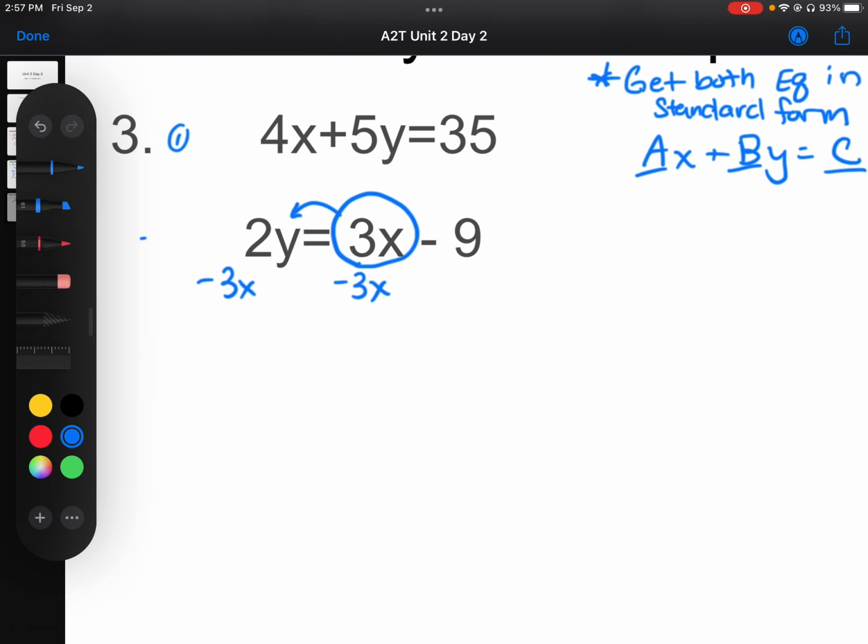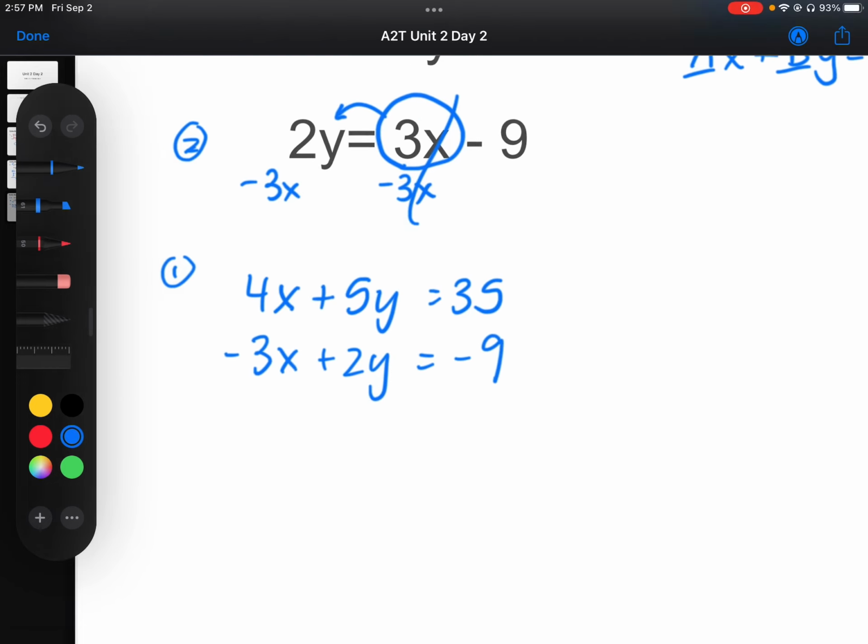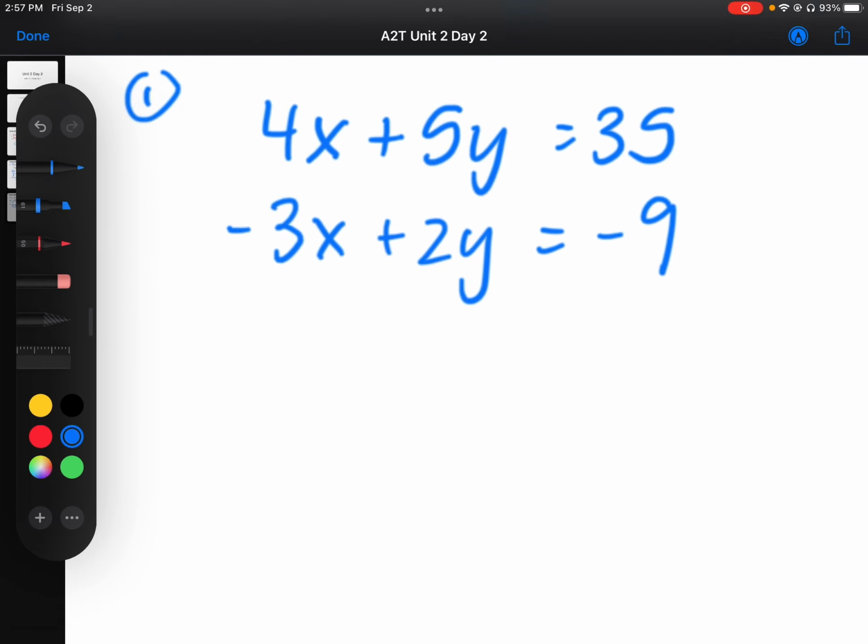Rewriting, that was equation 1, equation 2. Equation 1, leave it as it is, it's already in standard form. Equation 2, now I'm going to write my x term first, negative 3x, then my y, plus 2y, equals negative 9. All right, here's the new equations I'm working with. If I add them right now, nothing will be eliminated or cancel out.